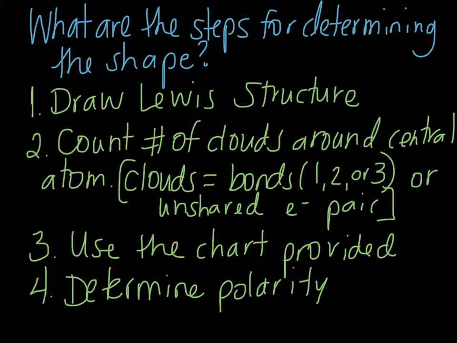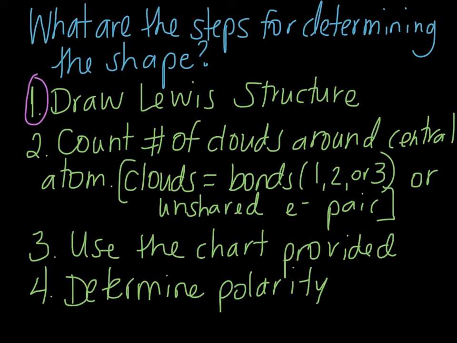So there are some steps that you need to follow in order to determine the shape of a molecule. There are only 4 steps, so you need to copy these down. The very first thing you need to do is draw the Lewis structure. So you're going to follow the same steps that we learned for covalent Lewis structures and draw what it's going to look like on paper.